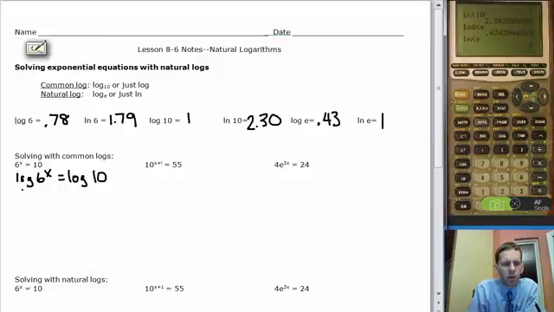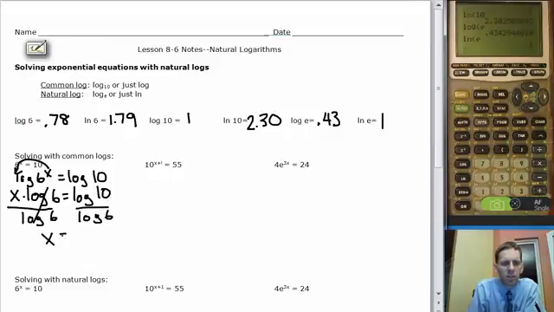Now you probably recall to solve this, you can move the exponent out front to the coefficient. So this would be x times the log of 6 equals the log of 10. To solve this equation, you can divide both sides by the log of 6. What you might recall is that the log of 10 is equal to 1. So you could just type in x equals 1 divided by the log of 6, or log of 10 divided by the log of 6. Either way, you get the same answer of approximately x equals 1.28.